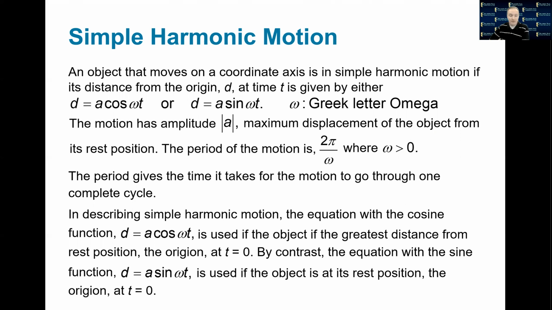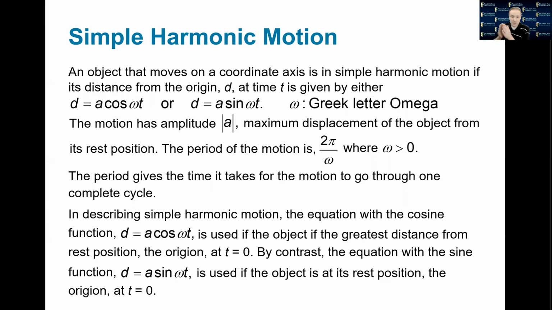Now, in describing the simple harmonic motion, the equation of the cosine function is used if the object is at the greatest distance from the rest position at t equals 0. So think about that. It should make sense. Since the sine of 0 is 0, we're going to use the sine function to represent simple harmonic motion if the original position is at rest. It's not being stretched away in a positive or a negative direction from its natural point. It's at position 0. Well, the sine function starts at 0.